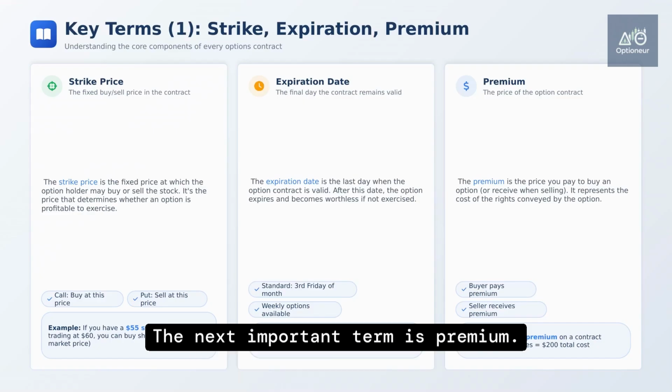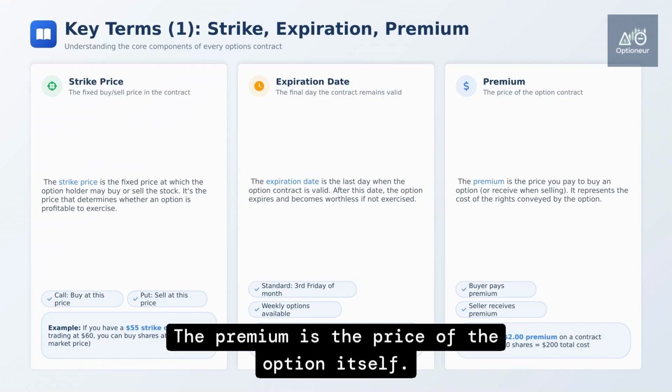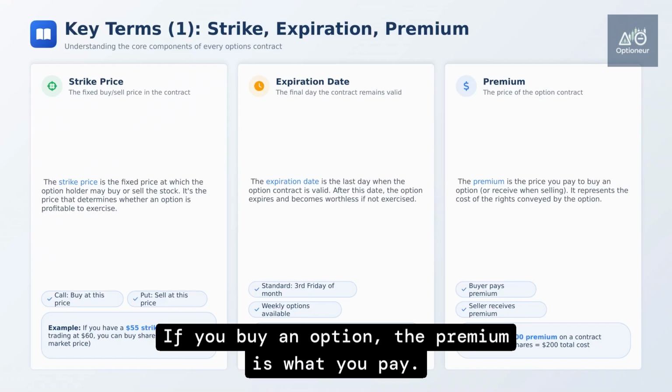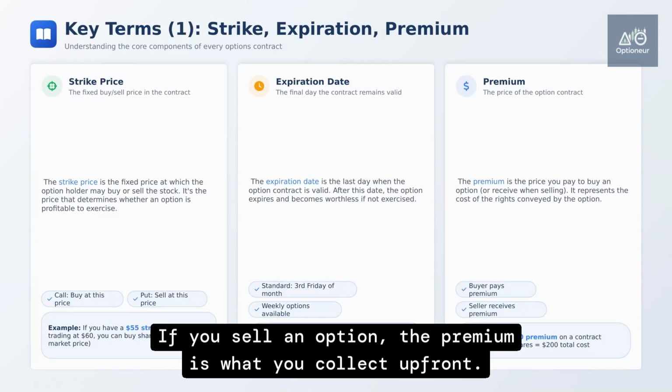The next important term is premium. The premium is the price of the option itself. If you buy an option, the premium is what you pay. If you sell an option, the premium is what you collect upfront.